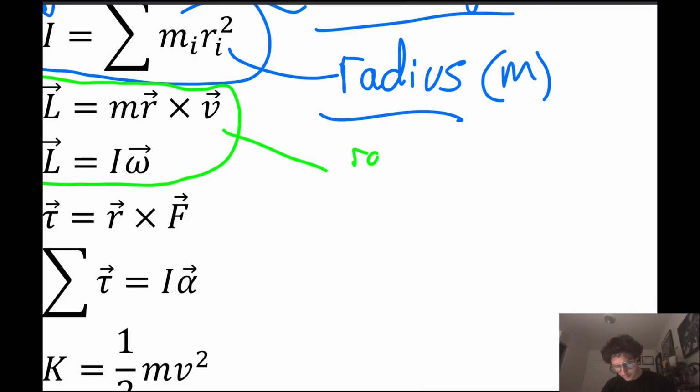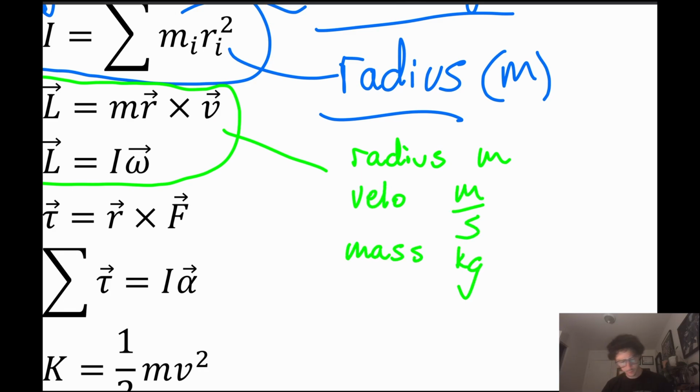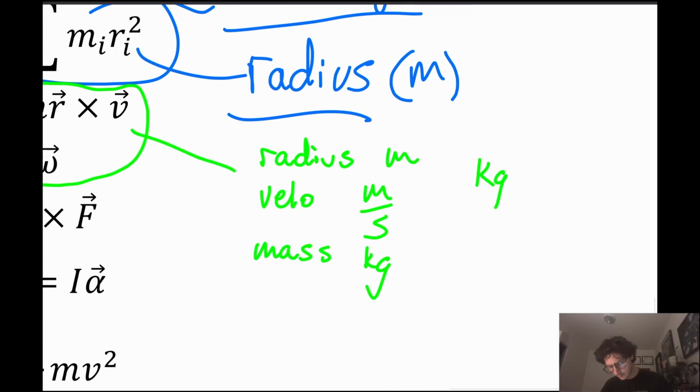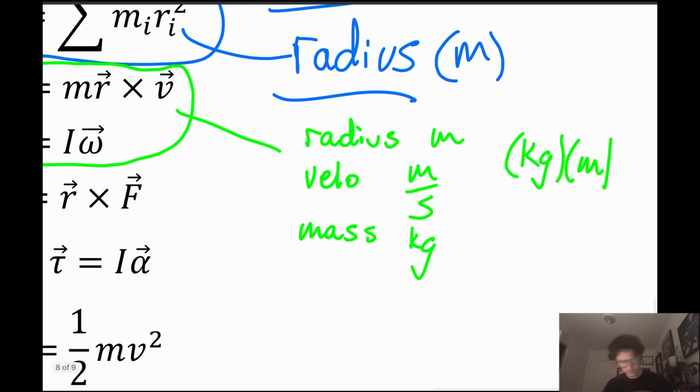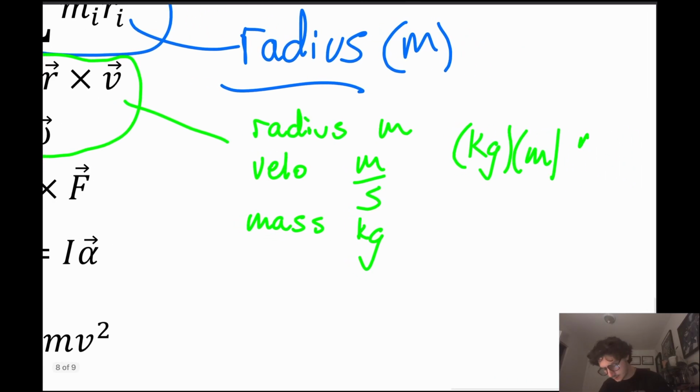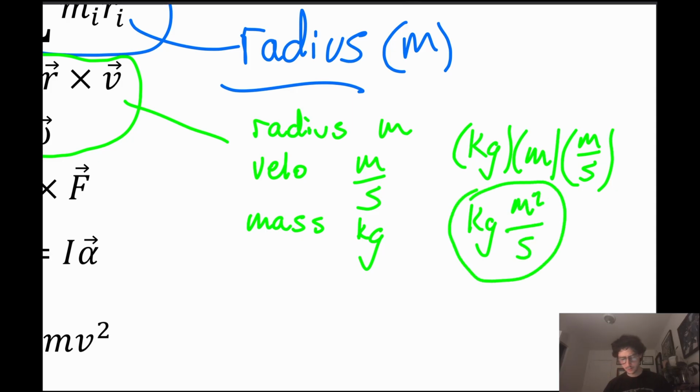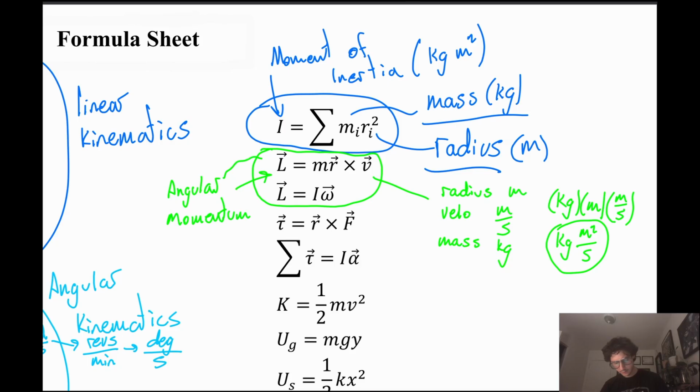We have R, which is radius, which has units of meters. We have velocity, which has units of meters per second. And we have mass, which has units of kilograms, which is all the way in the front. So if we have mass, which is kilograms, we multiply this by R, which is radius, which has units of meters, and we multiply this by V, which has meters per second. Then we get kilogram meters squared per second. So now these are the units for angular momentum. Let me actually just draw a little arrow over here. I hope I'm not getting anything wrong here, but I think it works out.